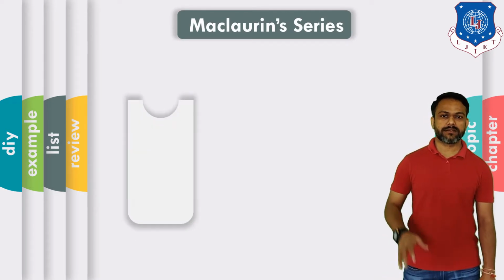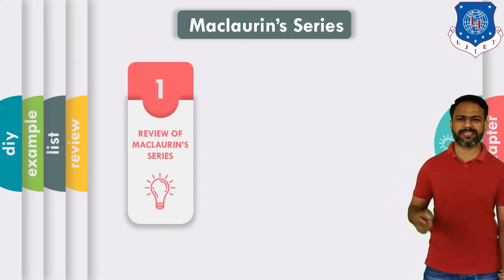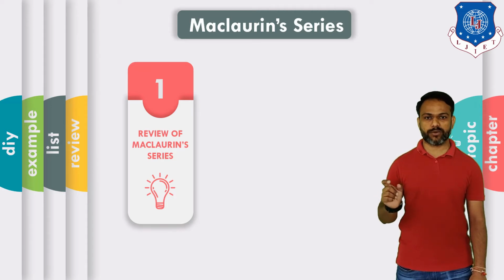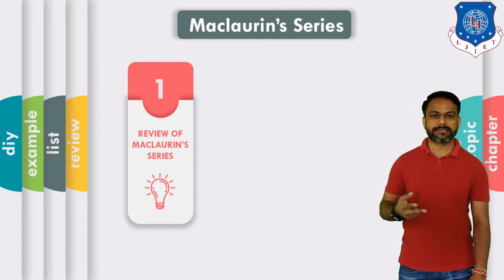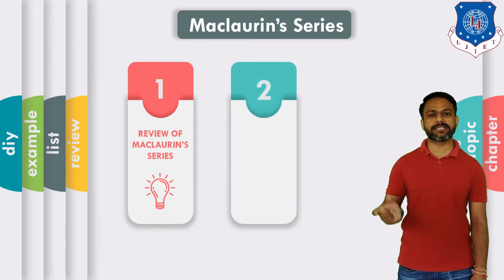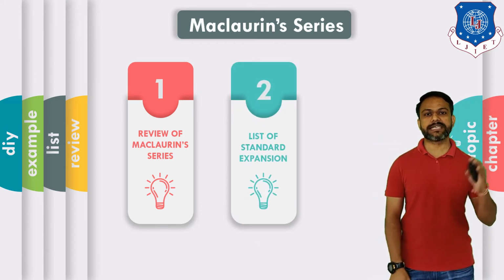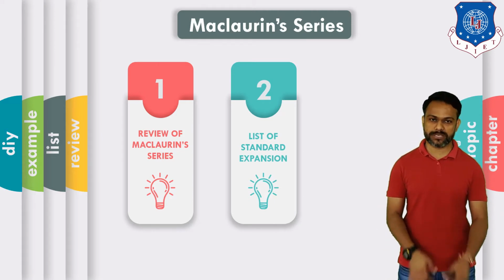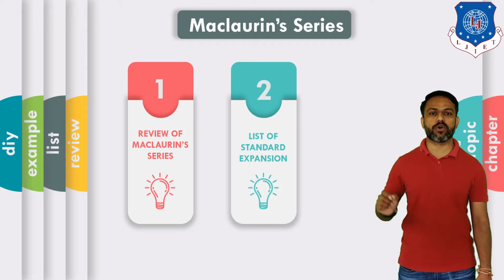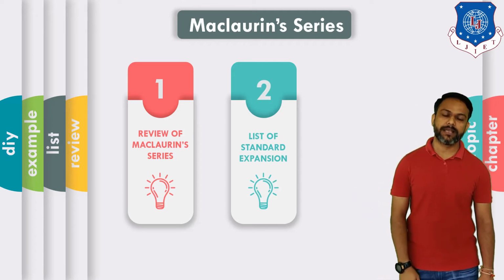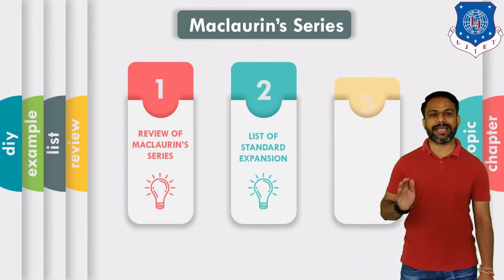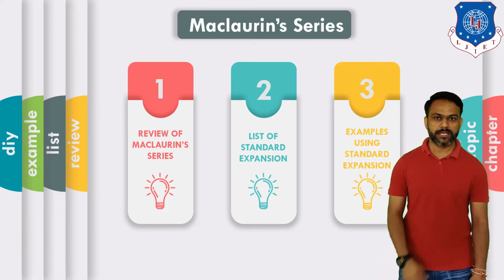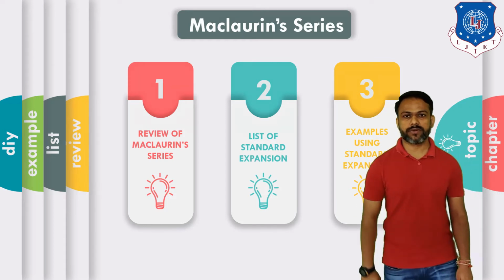First, we will see the review of Maclaurin series. That means we recall the Maclaurin series. Second, we will write down the list of standard series which we have seen in the previous lecture. We have derived them from Maclaurin series. Here we list out all the standard expansions. And third, we will see an example using standard expansions. Okay, so let's have a look at the first, the review.